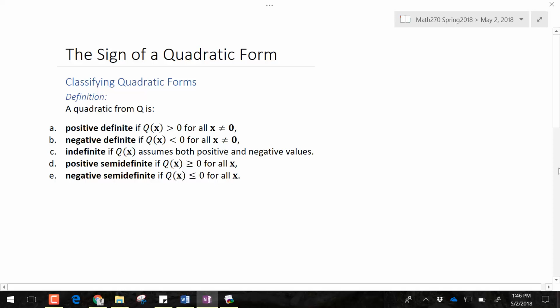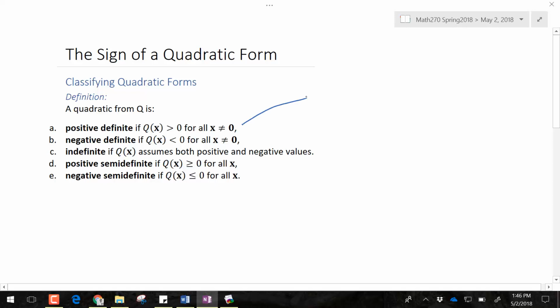And then there's a couple more definitions that aren't really highlighted so much, so I just mention them here. Positive semi-definite means it could be equal to 0 if it wants to be, and negative semi-definite is the same thing as negative definite, except it could possibly be equal to 0.